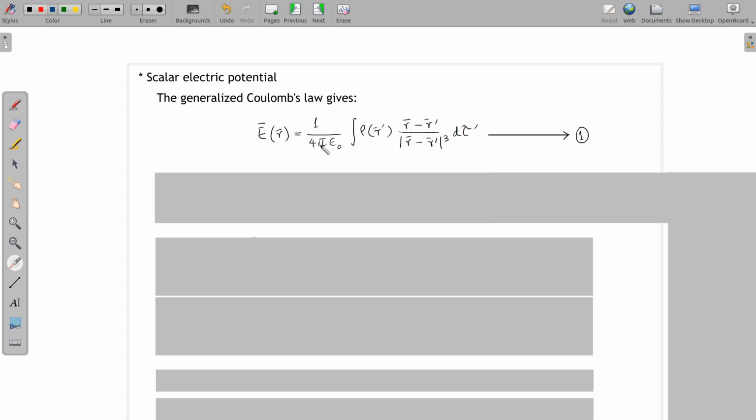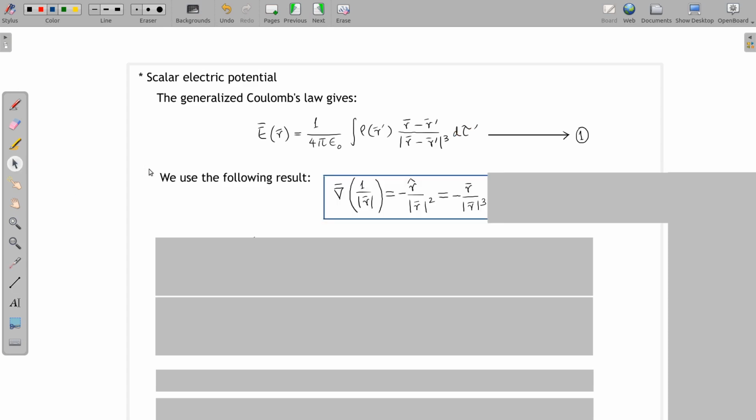Now instead of a volume charge density, because the volume charge density is the most general case, let's say we have a surface charge density. Then accordingly we will have sigma, and there is going to be a surface element. And if we have a linear charge density, then instead of rho we will have lambda here, and we will have a line element in this case.